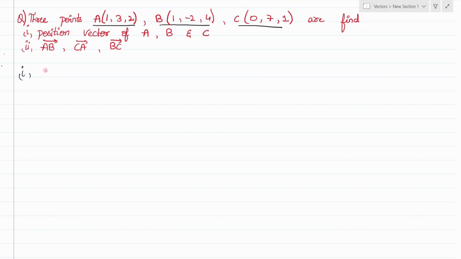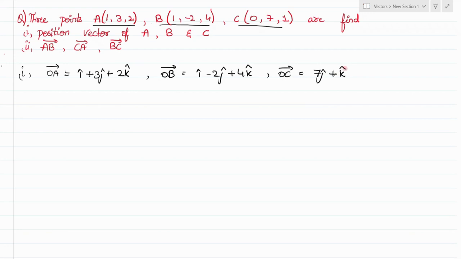To do that, I already told you, take the origin as reference point. So position vector of A is nothing but OA. That is, using distance formula, you'll get it as i cap plus 3j cap plus 2k cap. Similarly, OB becomes i cap minus 2j cap plus 4k cap. Again, position vector of C is nothing but OC. That is 0 i cap, so it doesn't have any value, so 7j cap plus k cap.